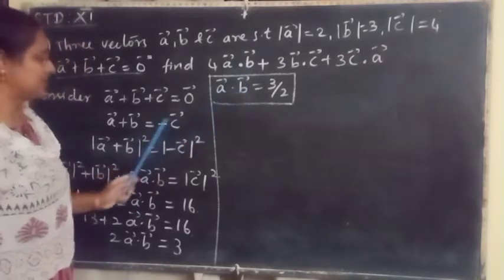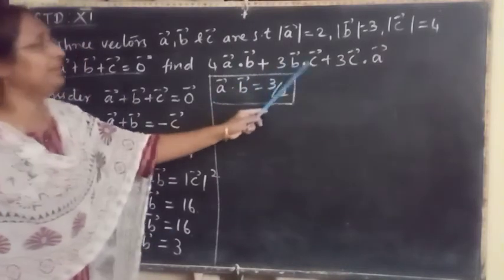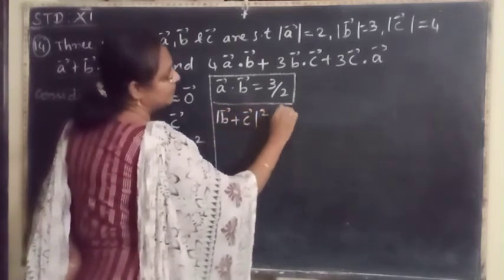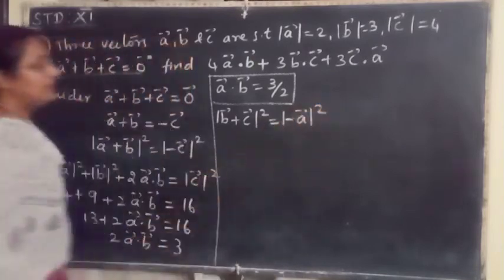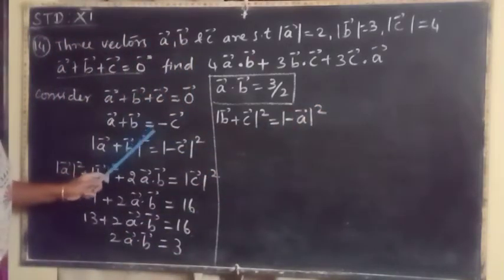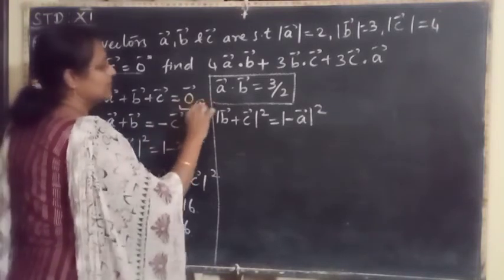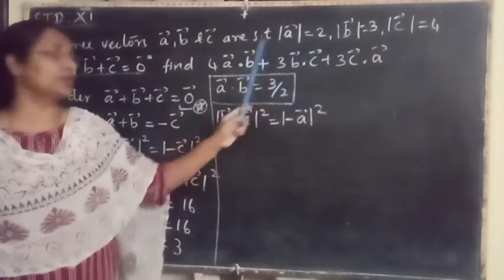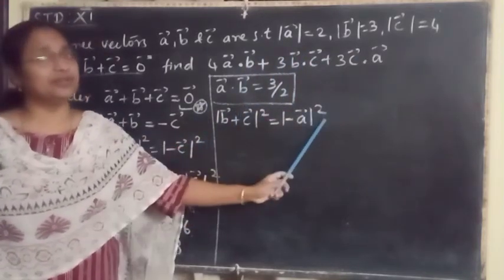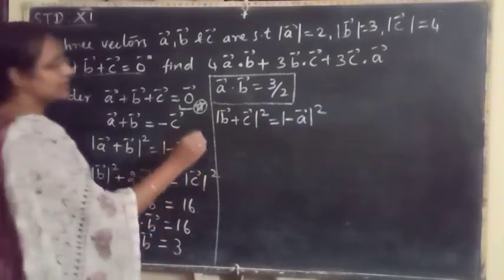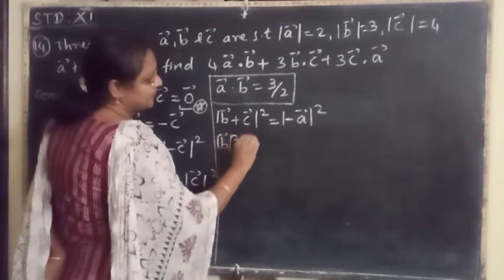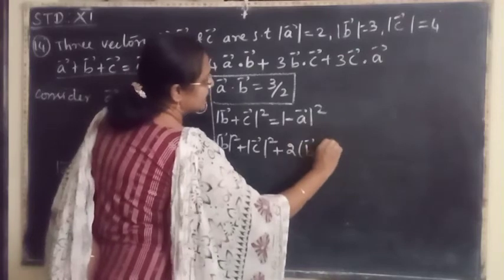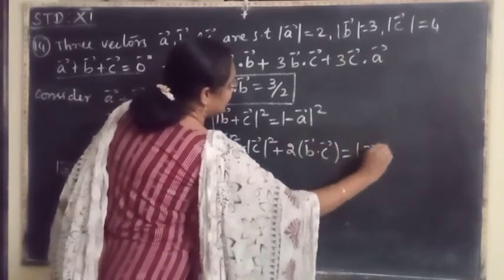The same procedure that we have done here has to be done in order to find B dot C. So modulus of B plus C vector the whole square will become what? Modulus of minus A the whole square. From where do I get this step? From this step. Yes or no? Look into this, star. The same thing. Whichever dot product I need, those two vectors alone I am going to keep on the LHS. The rest I am going to shift onto the right hand side. Okay. So same procedure: modulus of B the whole square plus modulus of C the whole square plus 2 into B dot C equal to modulus of A the whole square.